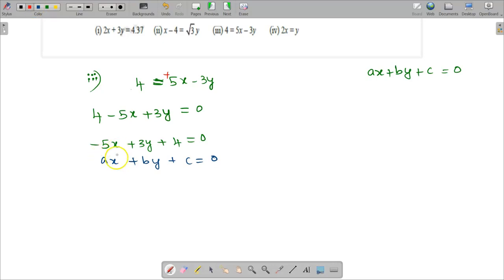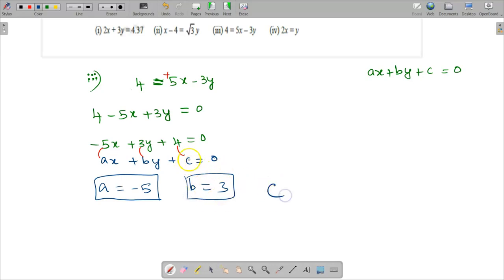So the x coefficient is nothing but minus 5 here. So this and this are equal, this and this are equal, this and this are equal. So what is a? a is minus 5. So the x coefficient is nothing but a. What is the y coefficient? Here it is b, here it is c. So both are equal. What is c? Here it is plus c, here it is plus 4. So c is just 4.